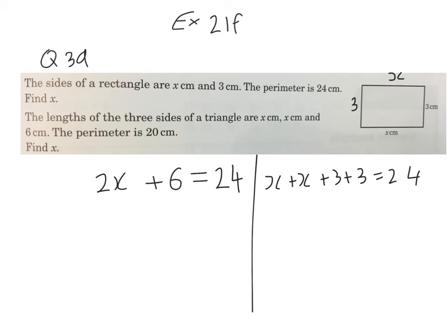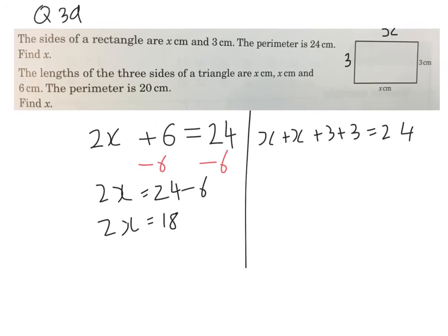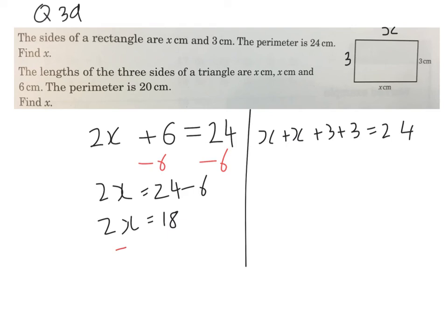And then to solve this equation, we can subtract 6 from both sides to give 2x equals 24 minus 6, which is your 18. And then we can, from there, divide by the number of x's, which is 2. So x is 18 divided by 2, which is 9. And you can check that. 9 plus 9 is 18, plus 3 is 21, plus 3 is 24. So that's correct.